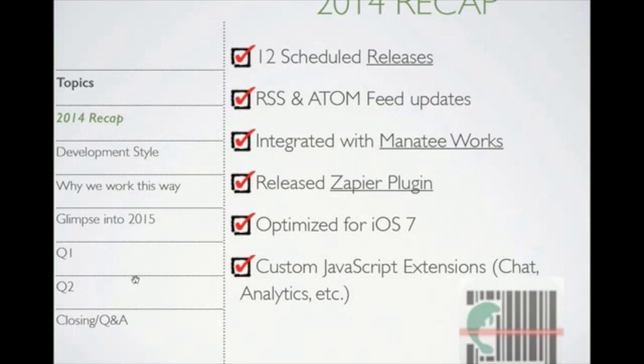In 2014, we had 12 scheduled releases. There were a few patches, as always, in between those, but we are pretty much sticking to a monthly release cycle. And you'll see why that's important in the next few slides.